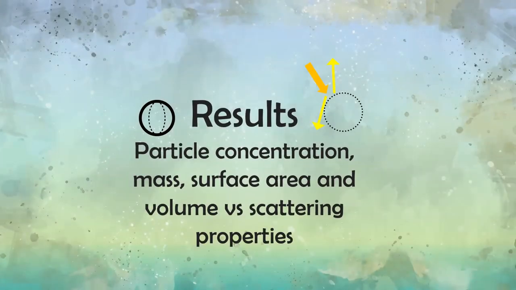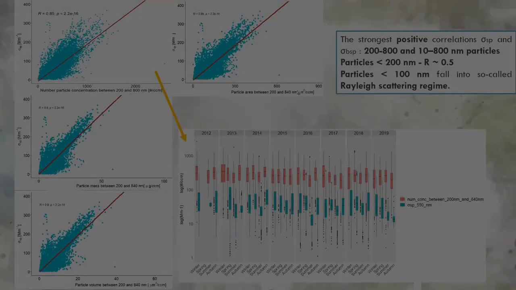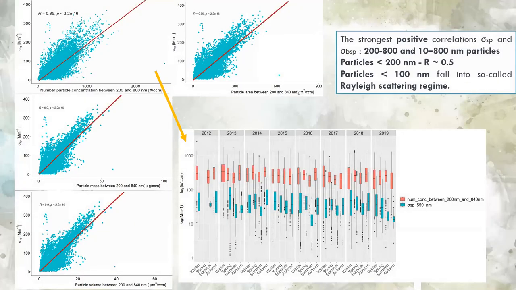Last but not least, the influence of physical parameters such as concentration, mass, surface, or volume on scattering properties. I plotted all of these and correlated them with different modes of particles, and the strongest positive correlation with scattering was observed for particles between 200 and 800 nanometers.